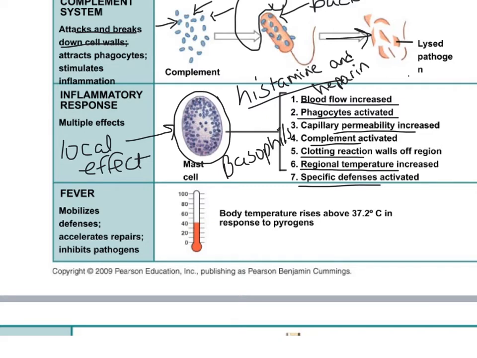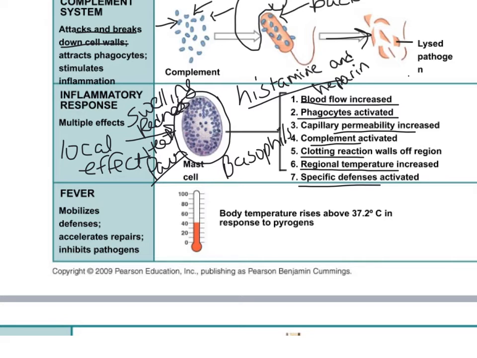The signs of inflammation that we see, do you guys remember what they are? Whenever you have inflammation, the cardinal signs. Yep, we have swelling. What else? Redness. What else? Heat and pain. Yep, so those are the cardinal signs of inflammation: redness, swelling, heat, and pain. All right, fever.